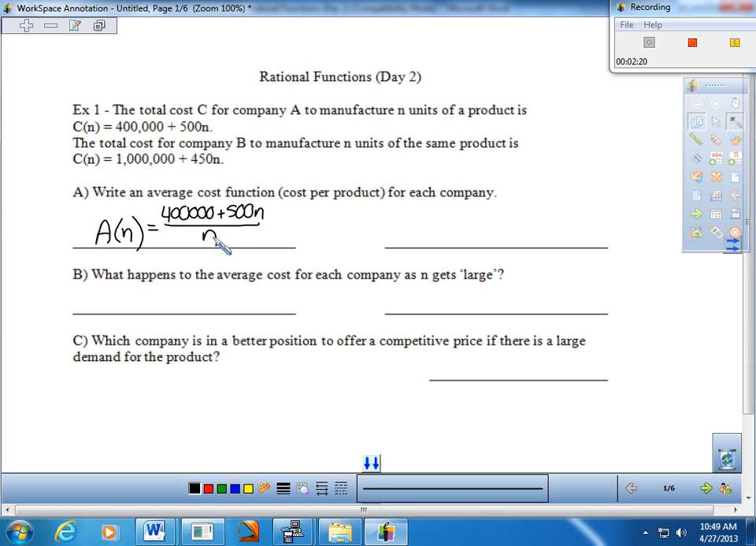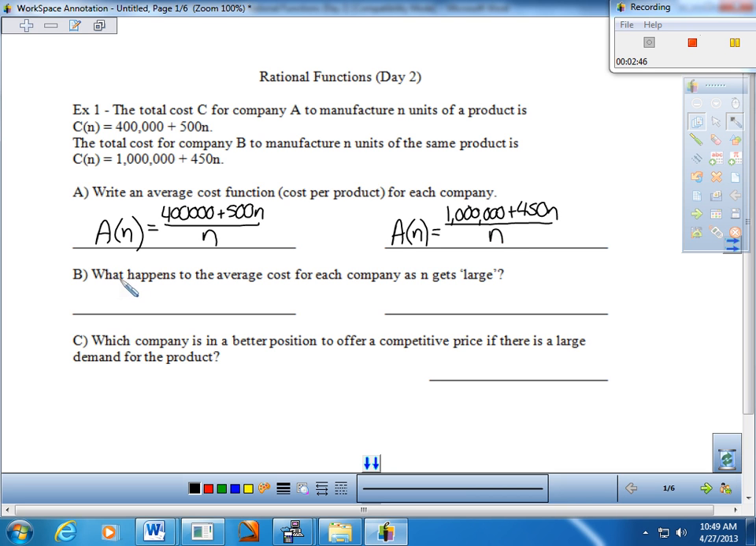All right, very nice. Now I come over to the second company there, company B. Let's get an average cost for them. Again, total divided by however many that they manufacture. So $1 million is the fixed cost, $450 is the variable cost as we multiply that by the number of units. And in this case, to get the cost per product, we'll divide by n. All right, so the total cost, and then divide that by however many they manufacture, and we've got that. Perfect.